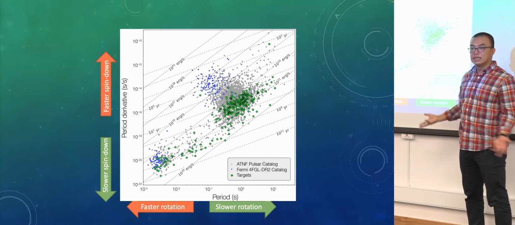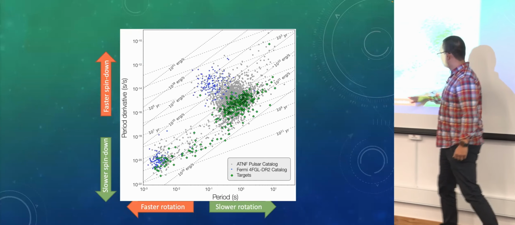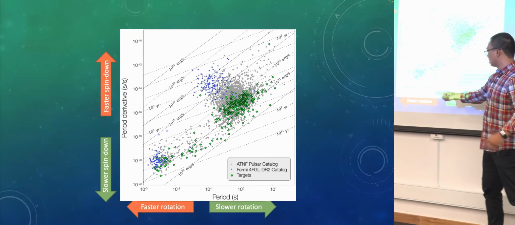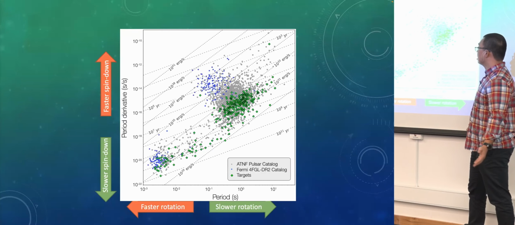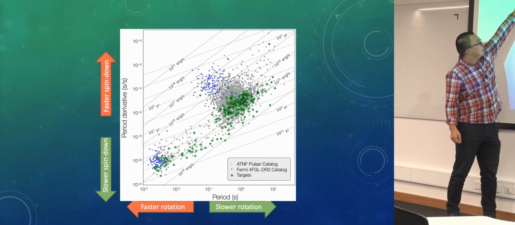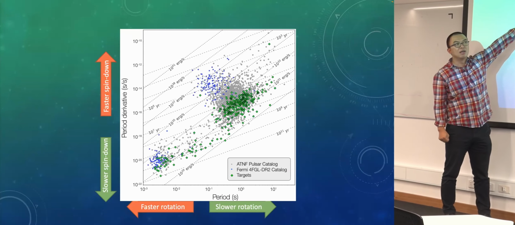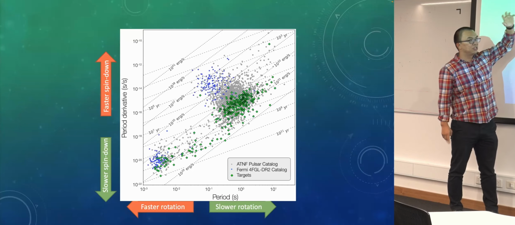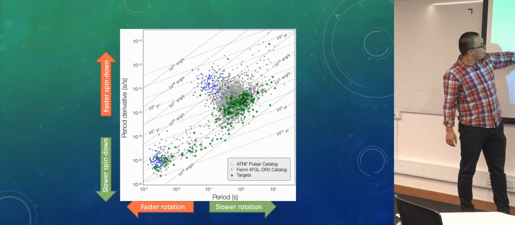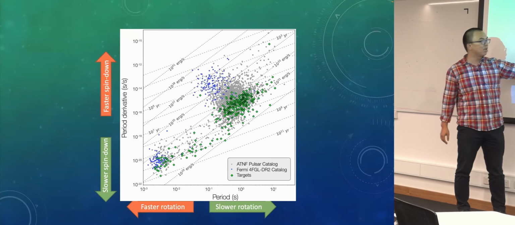So this plot, for those that aren't familiar with it, plots the spin period of the pulsar on the x-axis. When we go towards the left, it's rotating faster. When we go towards the right, it's rotating slower. And the period derivative, the rate of pulsar spin-down, is on the vertical axis. So at the top of the plot, the pulsars spin down faster, so the change in their spin period is faster, and the pulsars at the bottom have a spin period that is changing much slower. So that's more stable.